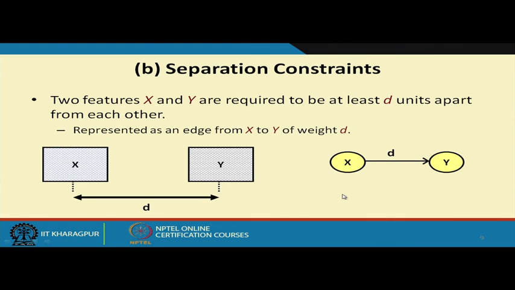The other kind of constraint is the separation constraint. It says that two blocks must be at least d distance away from each other. So, here you add an edge with a positive weight d. In general, you will have a large graph with both positive and negative edges, that will be your so called constraint graph.